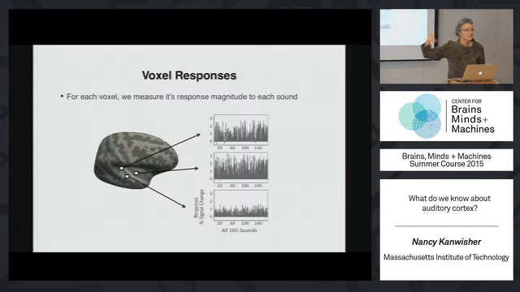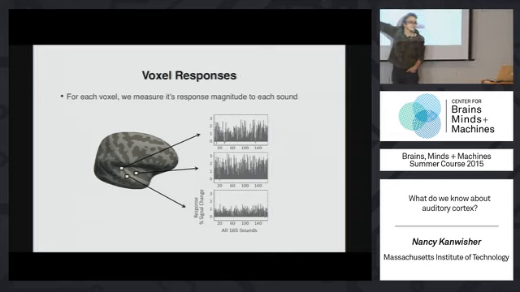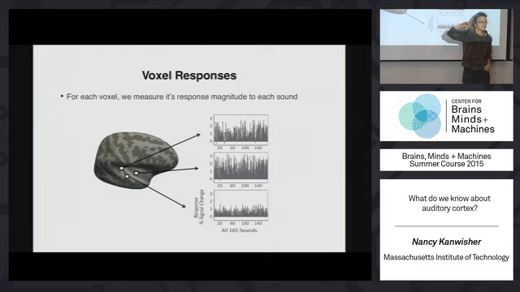Okay, so we scan them while they listen to these sounds, and then what we get is a 165-dimensional vector describing the response profile for each voxel. Each voxel in the brain, we say how strong was the response to each of those sounds, and we get something like this. Everybody with me, sort of?